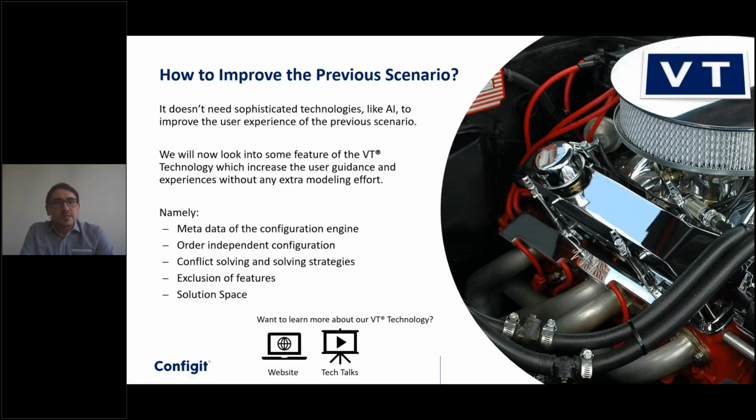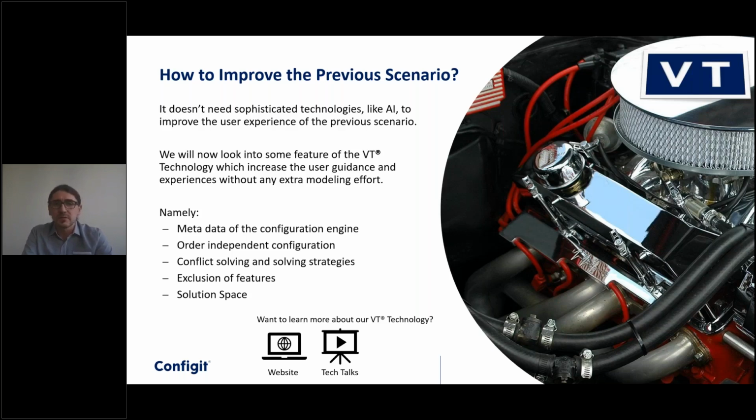The great thing about this is that it is out-of-the-box functionality. You don't need to model anything extra, and you don't need to put extra effort into it. You just get it out of the precompiled solution space of our VT technology, and you just need to make it available in the front end. Today we will look into some specific functionalities. The first one is making the meta information of the configuration engine available to the user, to give some feedback on why something is selected, what the valid domain is, and so on.